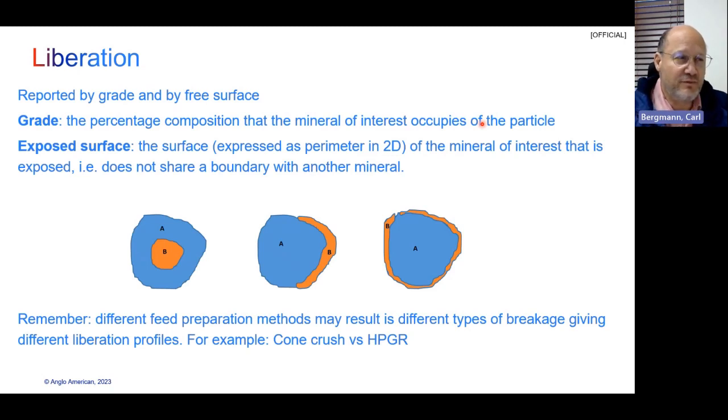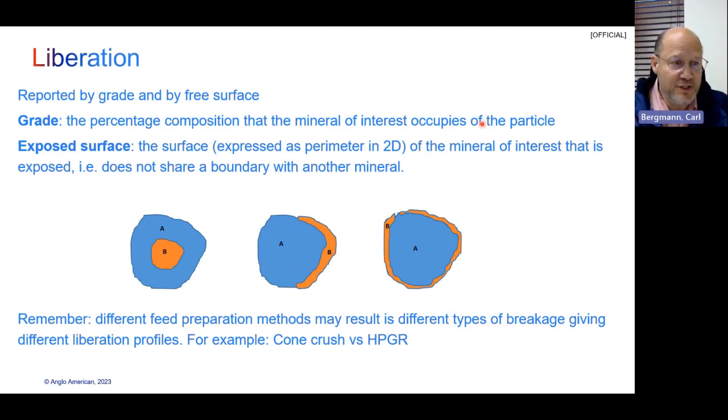Okay, liberation is very important, and there's generally two kinds of liberation that we look at. The first is called grade liberation, and that's related to the percentage composition of that mineral. This is what's very important for DMS. Another kind of liberation will be the exposed surface, which is more important for techniques like flotation or leaching.